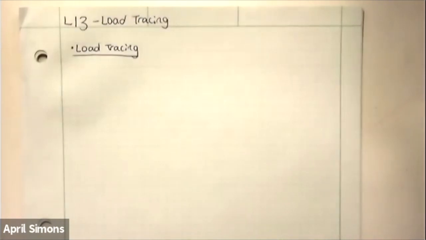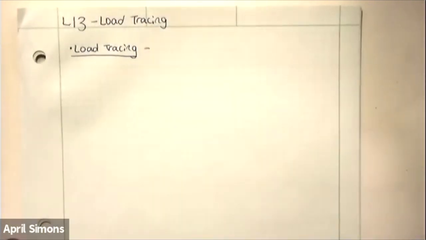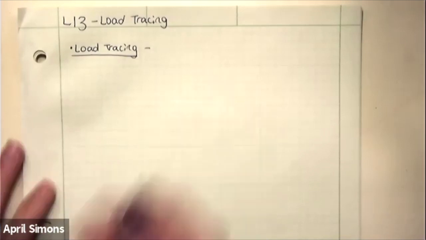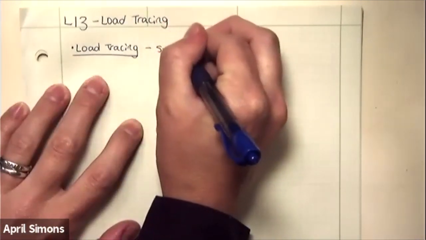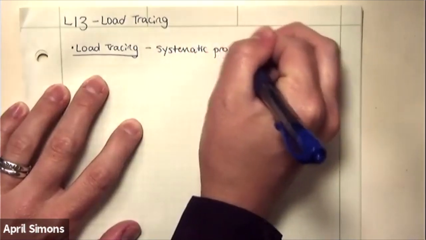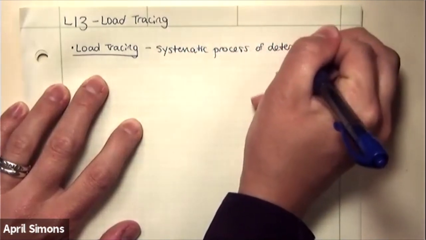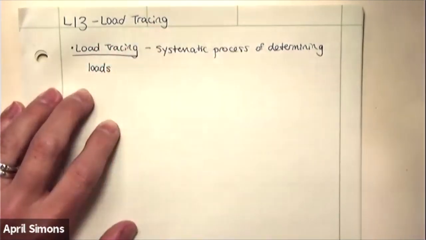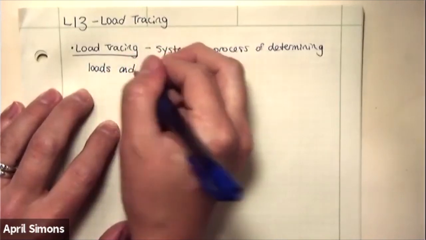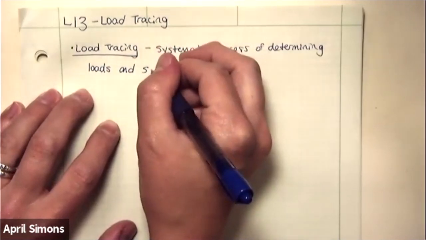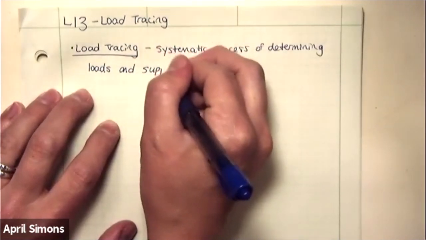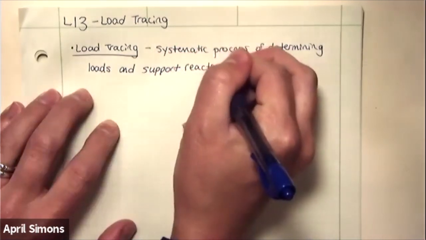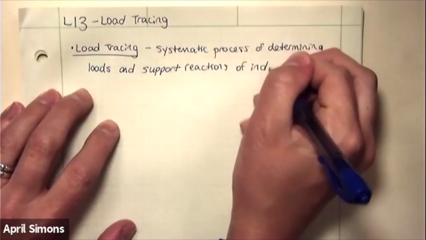Your textbook is going to go into some detailed definition for load tracing. But here, I'm going to simplify this as the systematic process of determining loads and support reactions for individual structural members. Typically we'll be given loads at the top of the structure and maybe some self weights, but we'll have to accumulate those loads and add them up through the structure. So we'll find those loads and the support reactions of individual structural members.